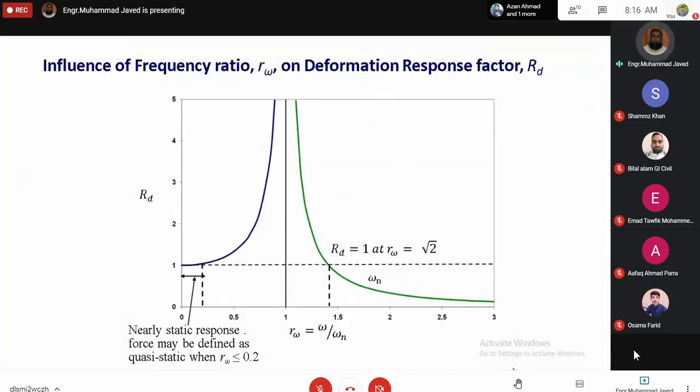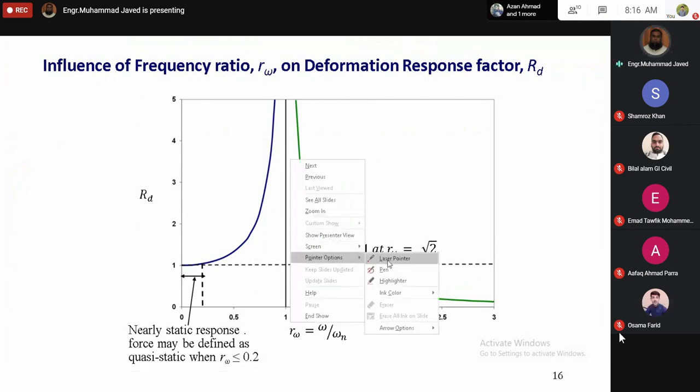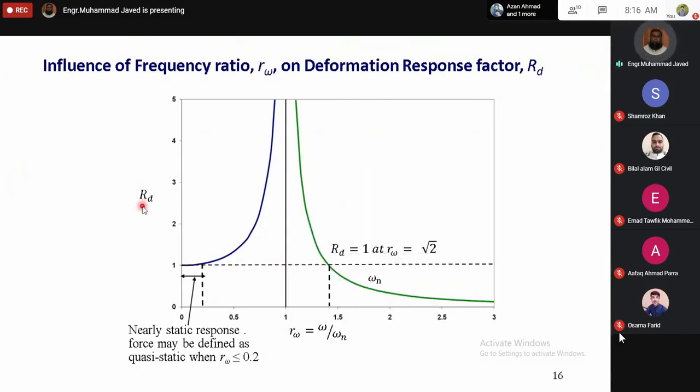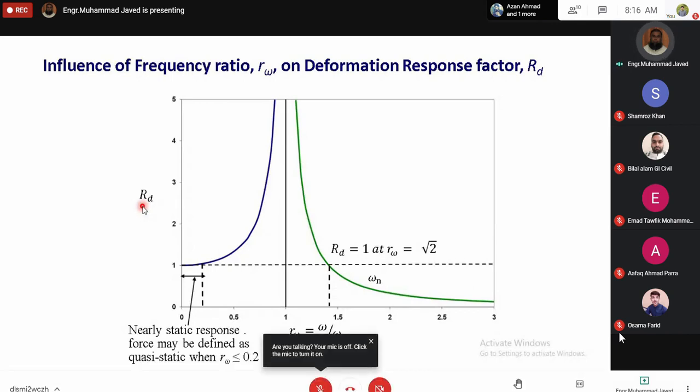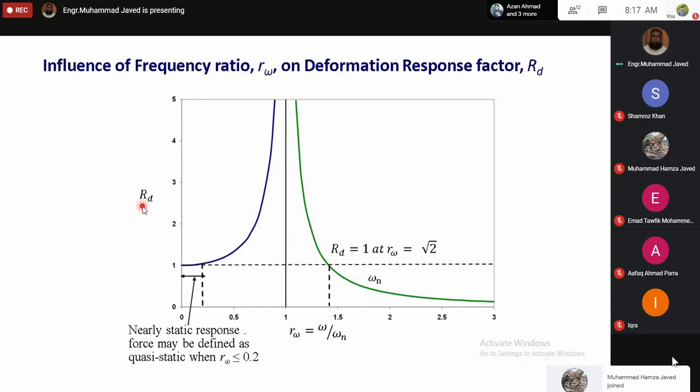This was the last topic we discussed in the previous class. And deformation response factor, which is mathematically represented by RD, is basically the ratio of peak dynamic displacement divided by static deformation. And static deformation is defined as the maximum displacement that will occur in a system when the dynamic force is applied very slowly, or dynamic force is applied as a static force.